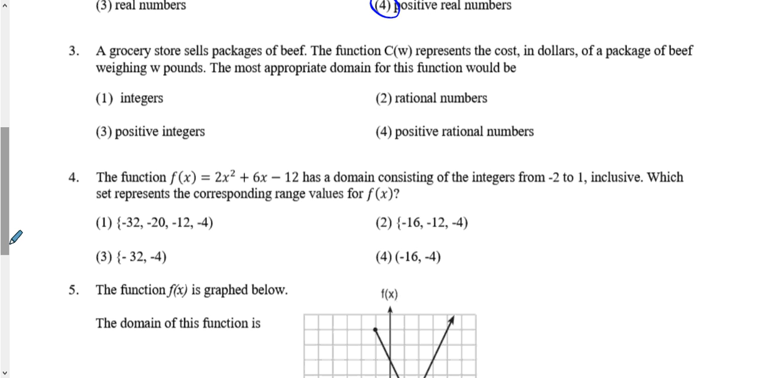The grocery store is selling packages of beef. The function C of W represents the cost in dollars of a package of beef weighing W pounds. The most appropriate domain of the function would be. Well, let's think about it. What's the domain? The cost or the weight? The weight, that's the input. More pounds means an output of more money that you have to spend, right? So the domain would be pounds.